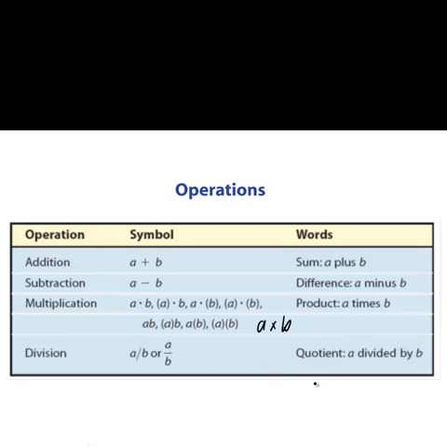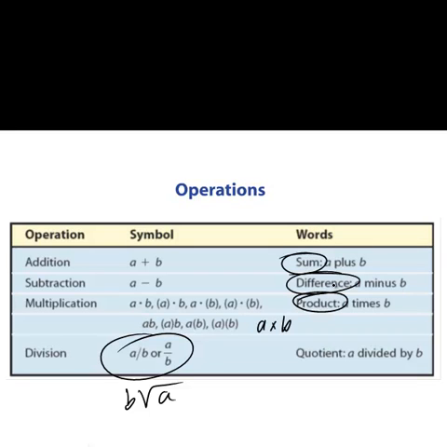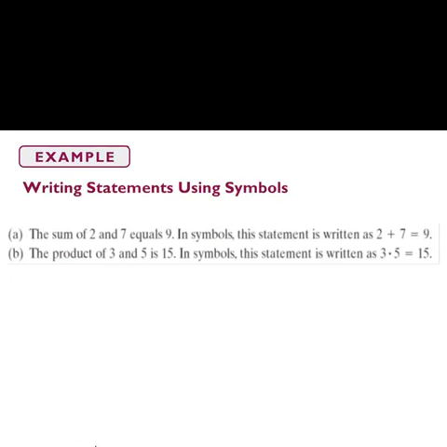Division can be indicated by those or using that sort of thing as well. Remember, when you add two numbers, you're finding the sum of two numbers. When you subtract one number minus another number, you're finding the difference between those two numbers. When you're multiplying two numbers together, you're finding the product. When you do the division, you're finding the quotient between the two numbers. All right, so remember your vocabulary.